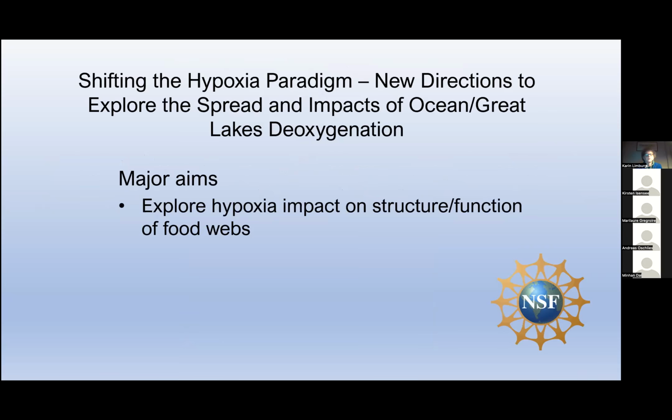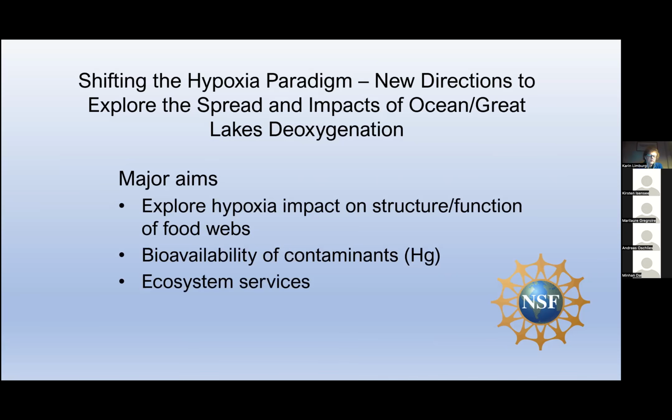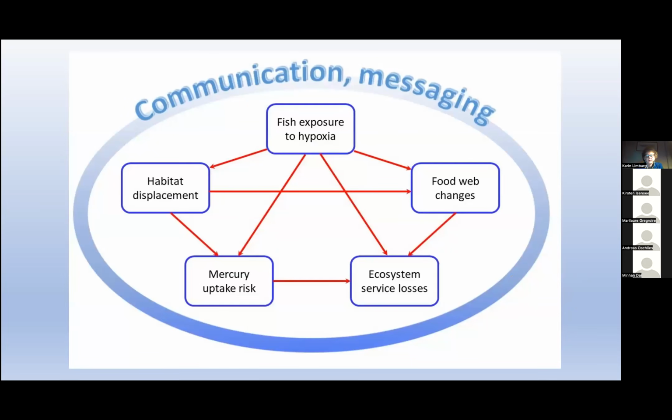The major aims are to explore hypoxia effects on the structure and function of food webs, and also look at how it affects the bioavailability of contaminants like mercury. We're also trying to explore ecosystem services impacted by hypoxia and also communicate about this problem. So our whole conceptual model is something like this, where there are interconnections between various things, but I will say that we are fairly focused on fishes and food webs.